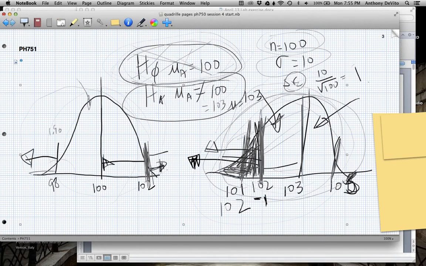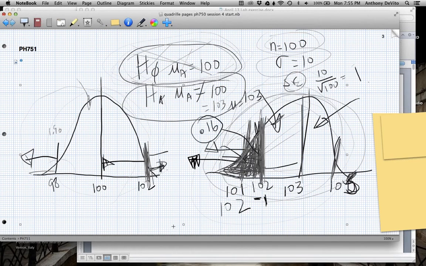So if this is true, then occasionally I will get values less than 102. How often will that happen? That's going to happen whatever this area is, that percentage of the time. So what is that area? I can look that up in the z-chart. Anybody want to look that up for me? The area to the left of a z-score of -1? 0.16. I'm going to call it 16%.